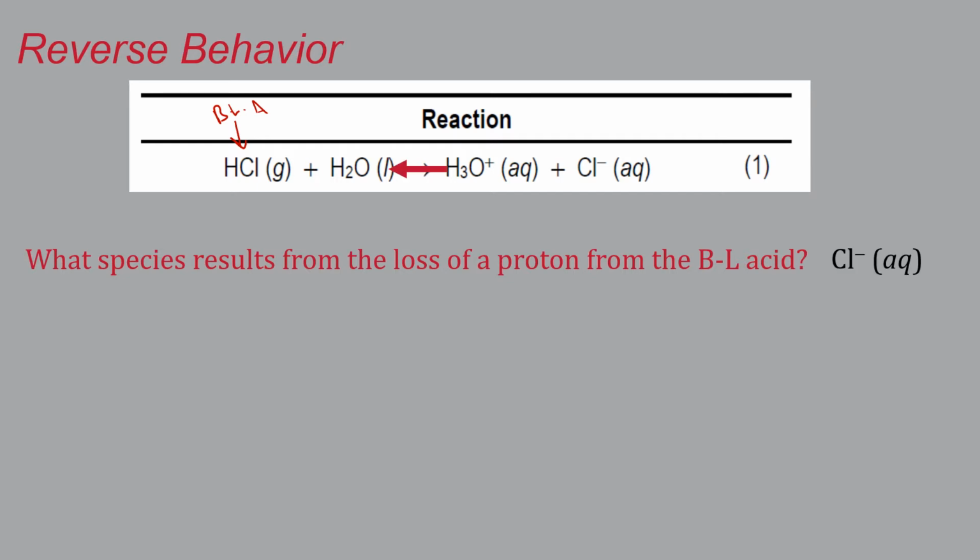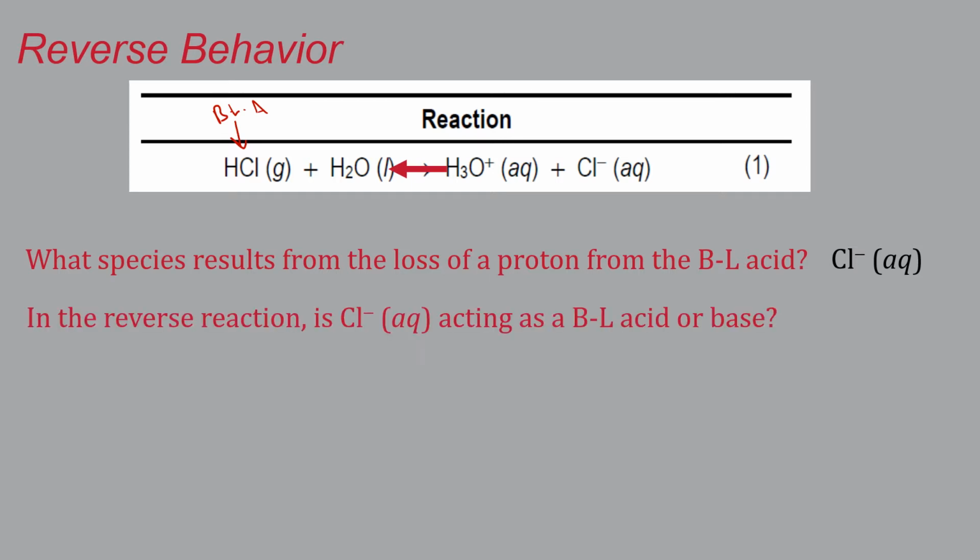Now, let's look at the reaction in the reverse direction and ask ourselves, is that species, the chloride, acting as a Bronsted-Lowry acid or a base? So if you look at this, the chloride ends up as HCl, looking at it backwards, so it clearly picked up a proton. So that species is acting as a base.